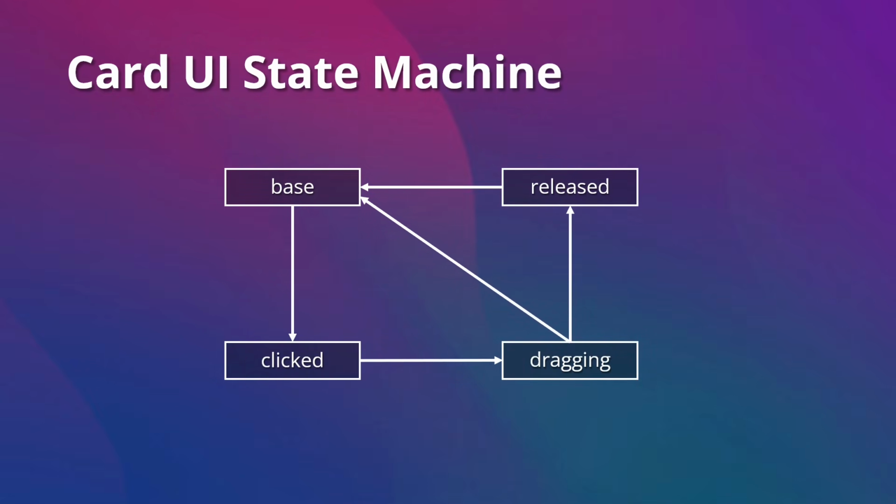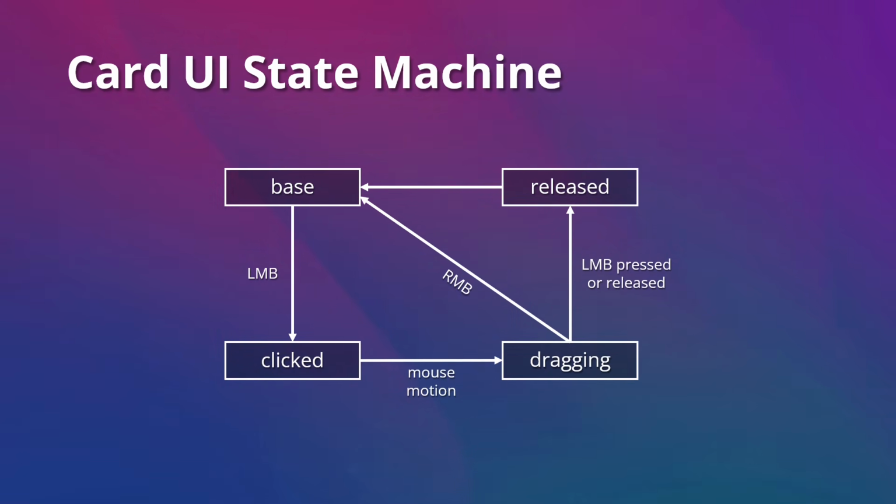Okay, now let's think about the conditions for a second. From the base state to go to the click state, we need to press the left mouse button on the card. From the click state to go into the dragging state, we need to detect mouse motion. From the dragging state to go to the release state, we either need the left mouse button to be pressed again or released if we were dragging the card.